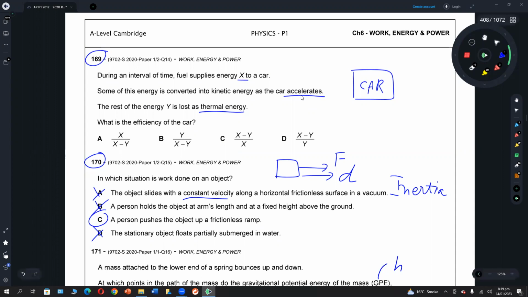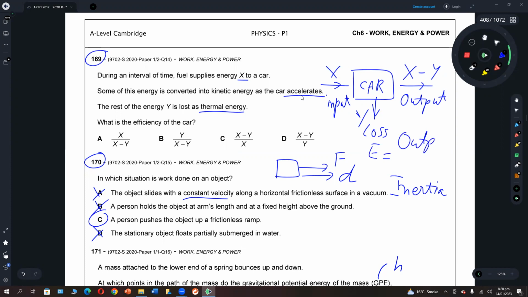Fuel supplies energy X. So I put X here and I say, dekho, X jo hai, ye mere liye input hai. Ab loss kya hua? Y. Y ko I have given in loss. So ab jo output hai, us pe kya aega? Output pe aega X minus Y. What is the formula for efficiency? Output upon input. I have made the whole working for you.